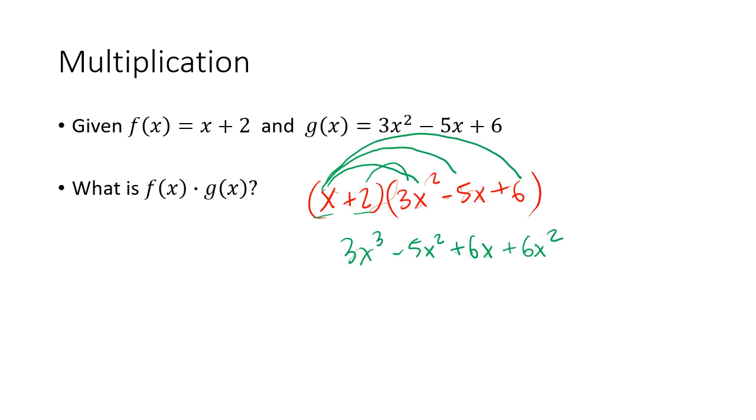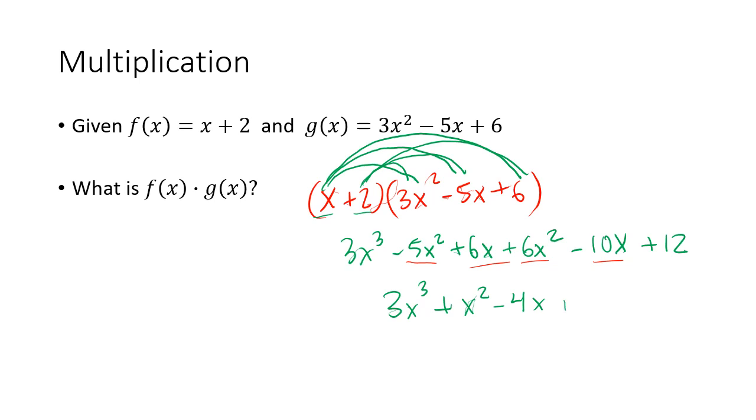I'm going to multiply the 2 times the negative 5x, that's negative 10x, and the 2 times the 6, that's 12, positive 12. So now I have to combine like terms. You see that I have two x squared terms and two just x to the first terms. So combining like terms there just is going to give me, first of all, I have that 3x cubed, that's by itself, and then negative 5x squared and positive 6x squared leaves me just a single x squared, and then 6x and negative 10x leaves me with negative 4x, and then there's just that positive 12 there at the end.